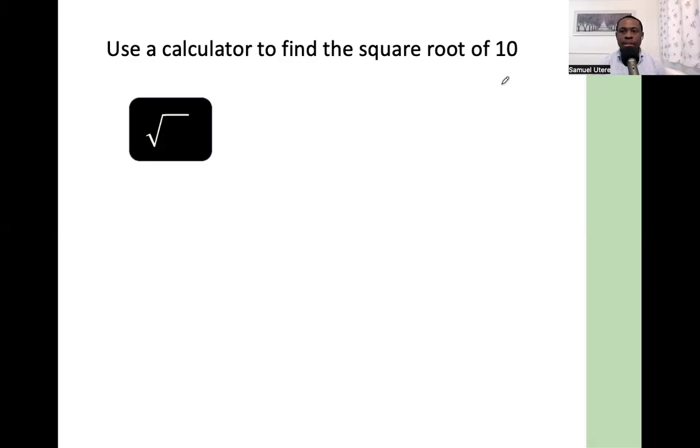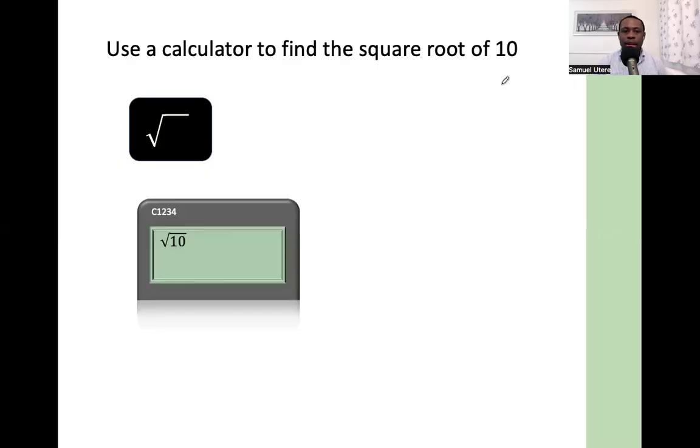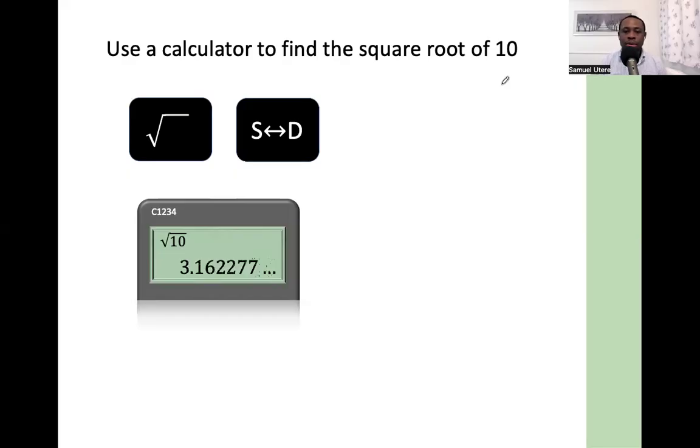If you do that, you must use a button that looks like this on your calculator. If you do that, you will find something that looks like that. That is not very helpful because we need an actual decimal on many occasions when we work in maths. So to do that, we use this button, which is called standard to decimal. When we press that button, it changes the result to a decimal number.